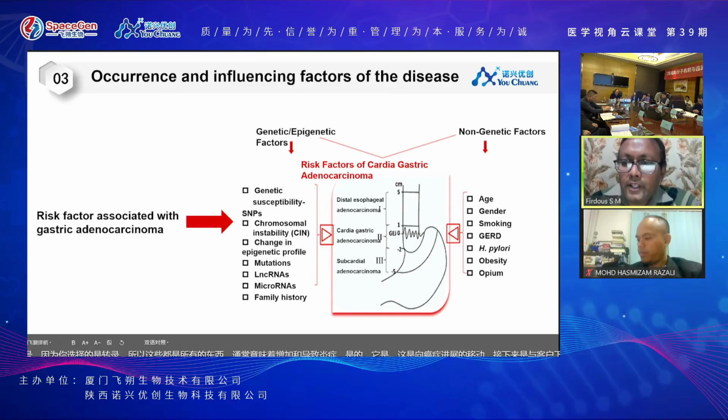And the other non-genetic factors are H. pylori infections. Apart from that, GERD, that is gastroesophageal reflux disease.